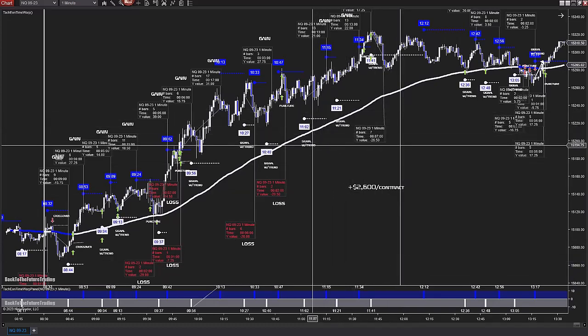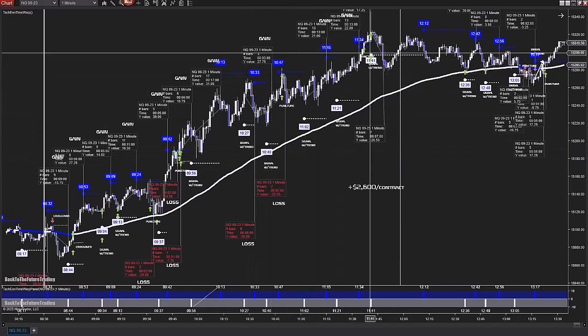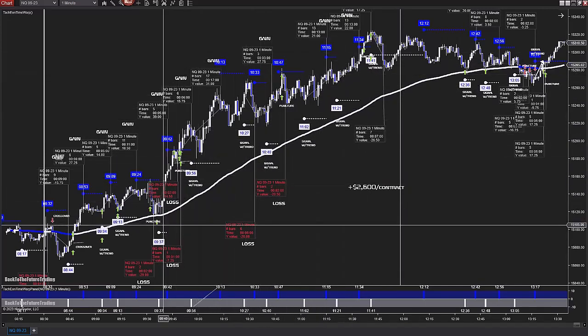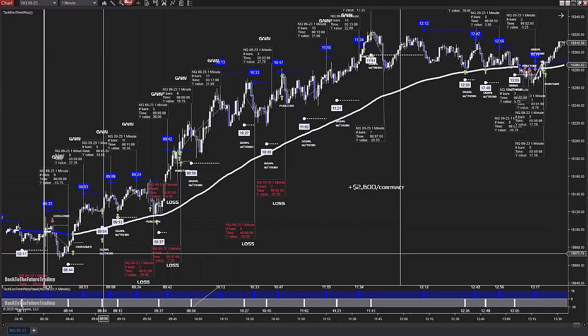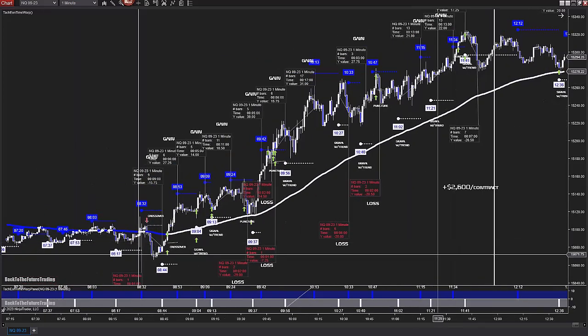Signal with trend, signal with trend, signal with trend, signal with trend, puncture, puncture, signal with trend, puncture, signal with trend, signal with trend, crossover, crossover. $2,600 in the NASDAQ.